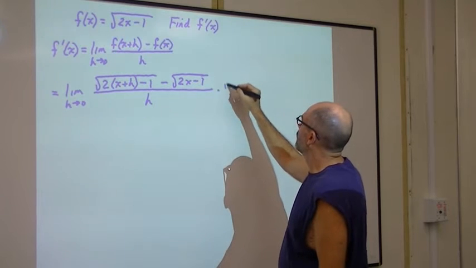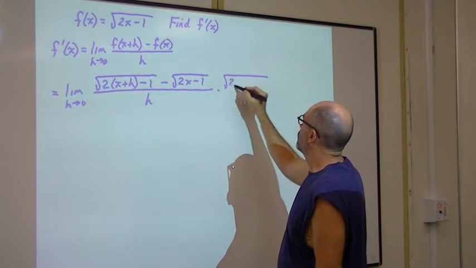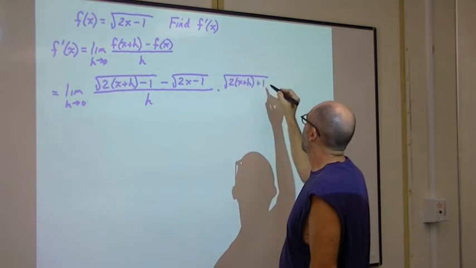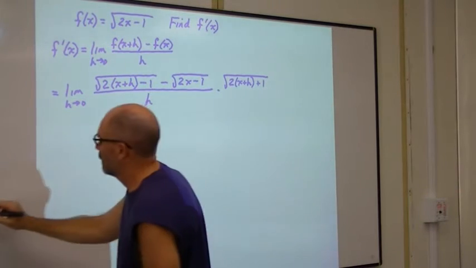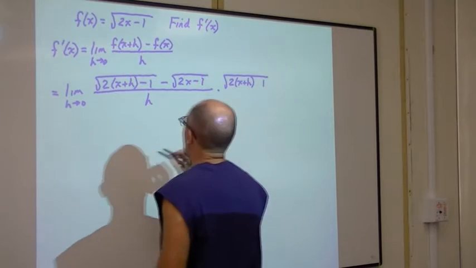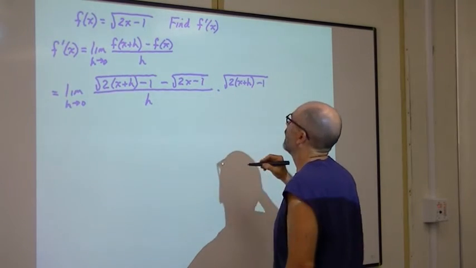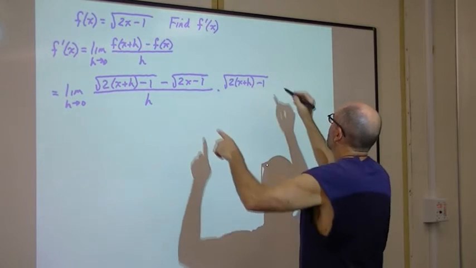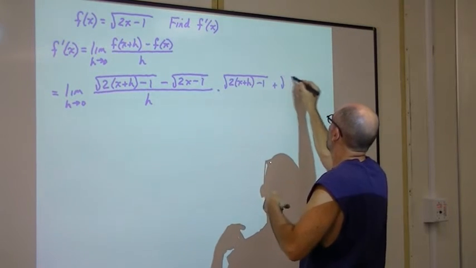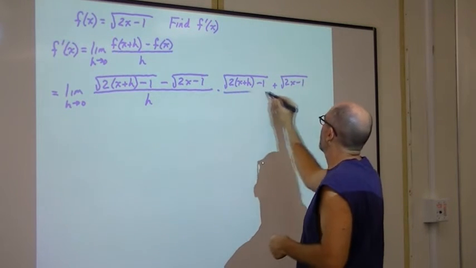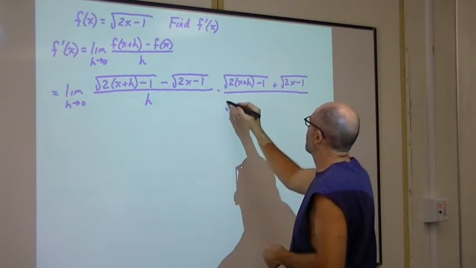So we've got the square root of 2 times (x plus h) plus 1, rats. Minus 1. Now instead of minus, we're going plus the square root of 2x minus 1 over the same thing.